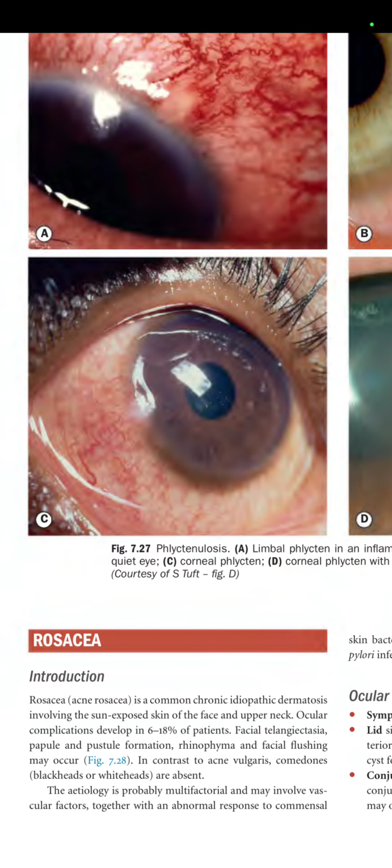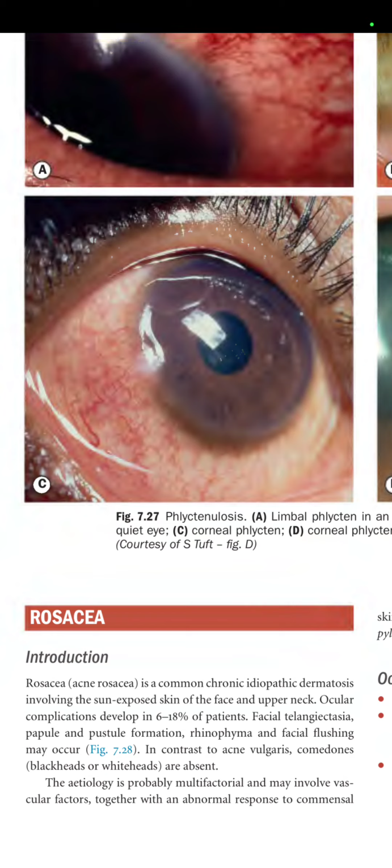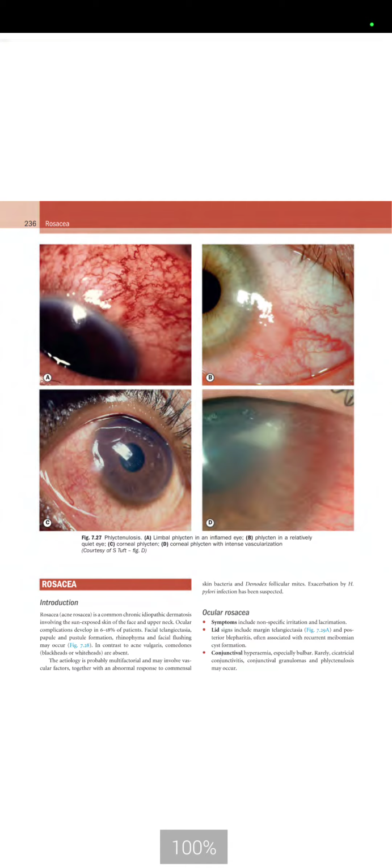Rosacea introduction. Acne rosacea is a common chronic idiopathic dermatosis involving the sun-exposed skin of the face and the upper neck. Ocular complications develop in 6 to 18% of the patients. Facial telangiectasia, papule and pustule formation, rhinophyma, and facial flushing may occur. Figure 7.28. In contrast to acne vulgaris, comedones, blackheads or whiteheads are absent. So there are no whiteheads and blackheads. So let's see figure 7.28.